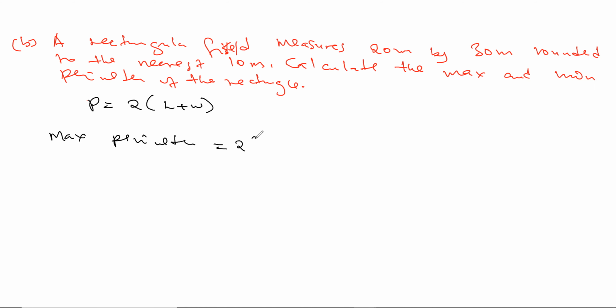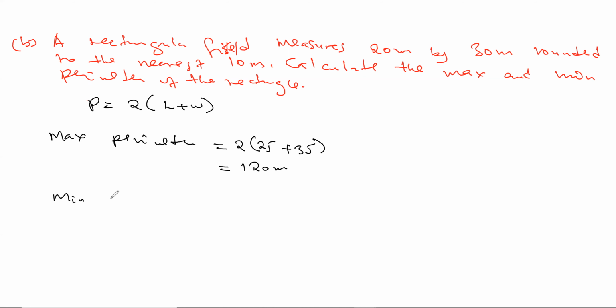So it will be 2 into maximum length. The length was 20, rounded off to the nearest 10. The absolute error is 5, plus or minus. So maximum will be 25, plus maximum width will be 35. So if you work out that operation, that should give you 120 meters.